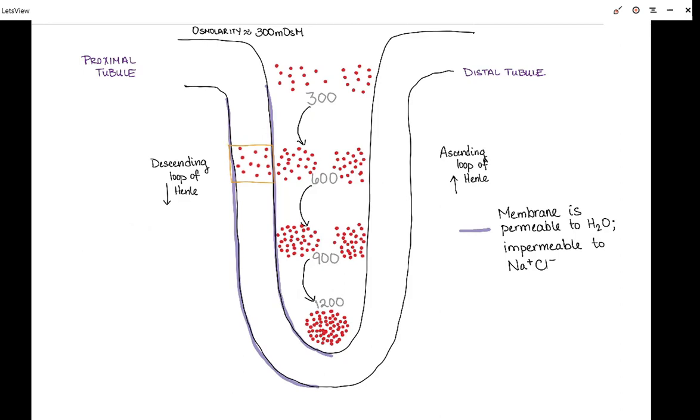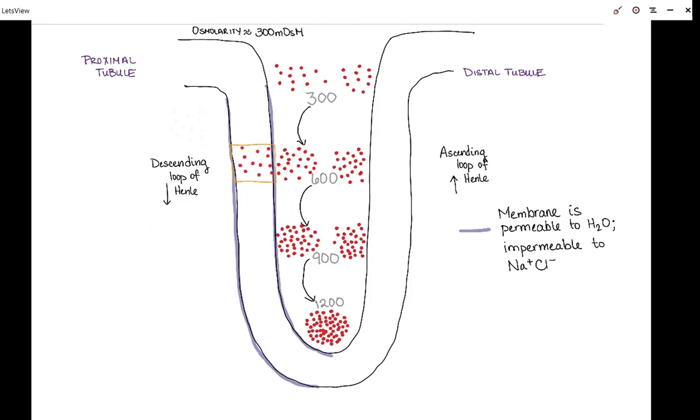Okay, so what's gonna happen once that box gets there? Once that box gets there, it's exposed to this gradient here, and again, either salt is gonna wanna move into the filtrate or water is going to want to move out of the filtrate and into the extracellular fluid. Well, since this membrane is only permeable to water, only water is allowed to move. So water is going to leave that filtrate and be reabsorbed.